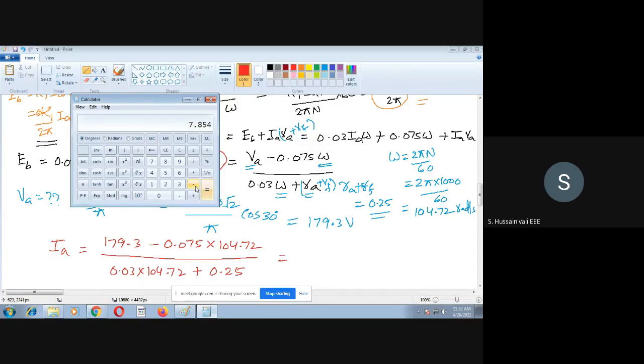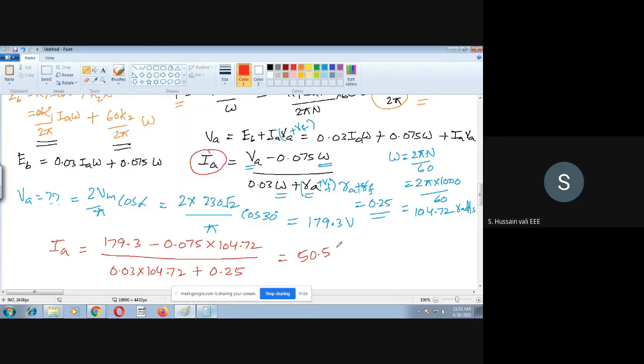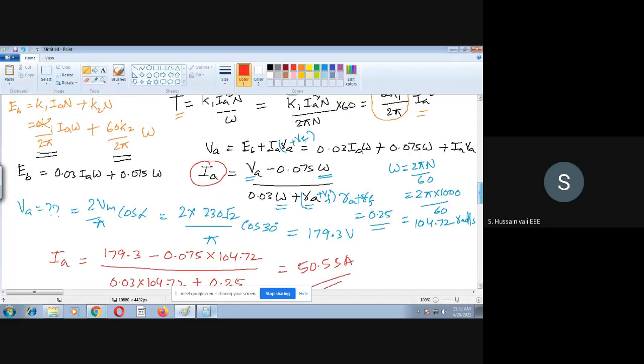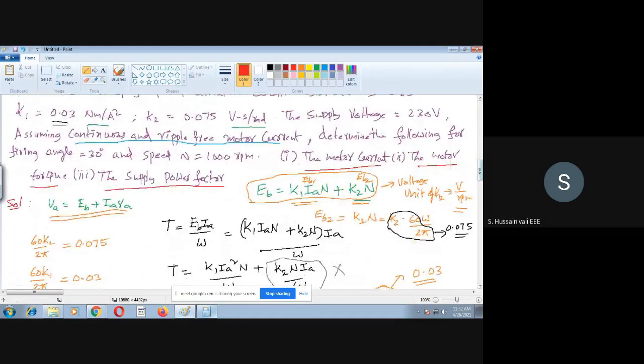So 179.3, 171.45, 171.45, so 0.03. So we got 50.55. So this is your armature current. So we got the first answer. First question, we solved the first question now. So first question is over. The motor current we have. Now next is the motor torque.